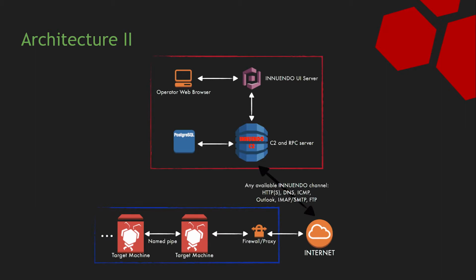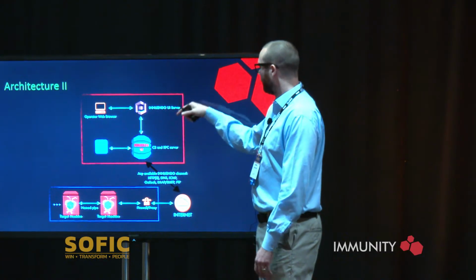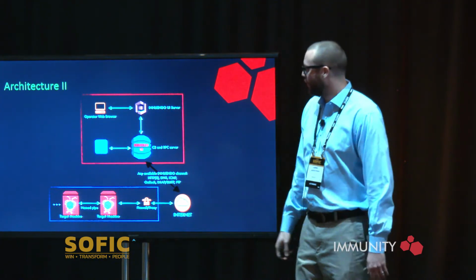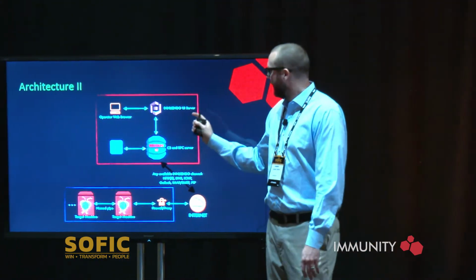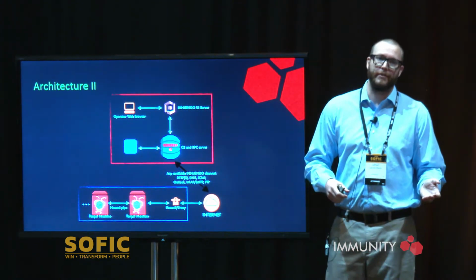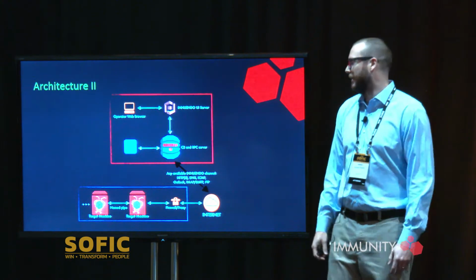So, the main architecture diagram. The brains of the whole thing is the Innuendo C2. That exposes an RPC endpoint that the UI server talks to. The UI server provides the operator with a modern web UI. It's very fancy. And then in the back end, there's a PostgreSQL database that maintains state for all the operations and does all the logging and timestamping and all that kind of stuff.